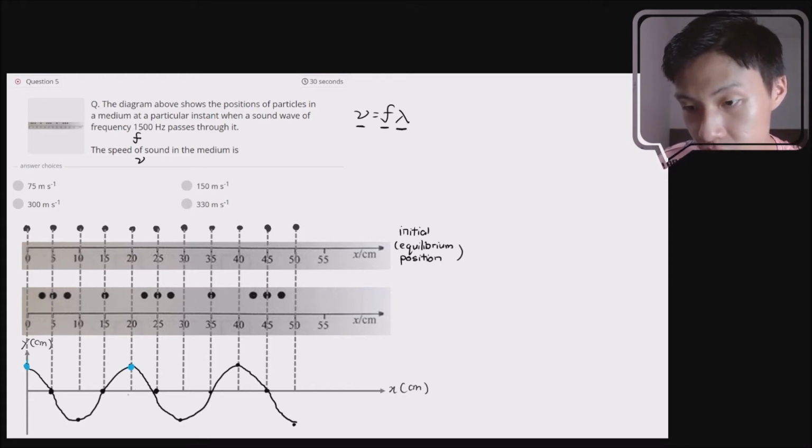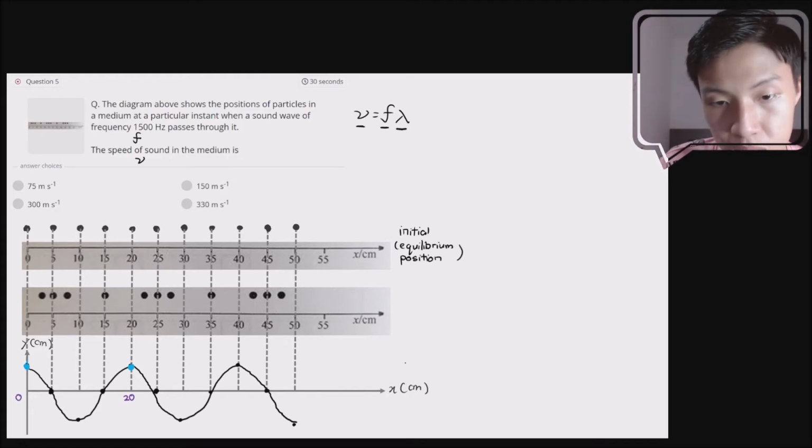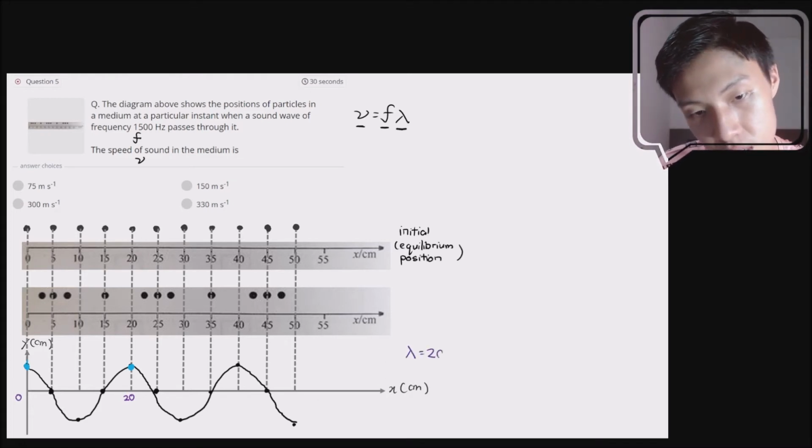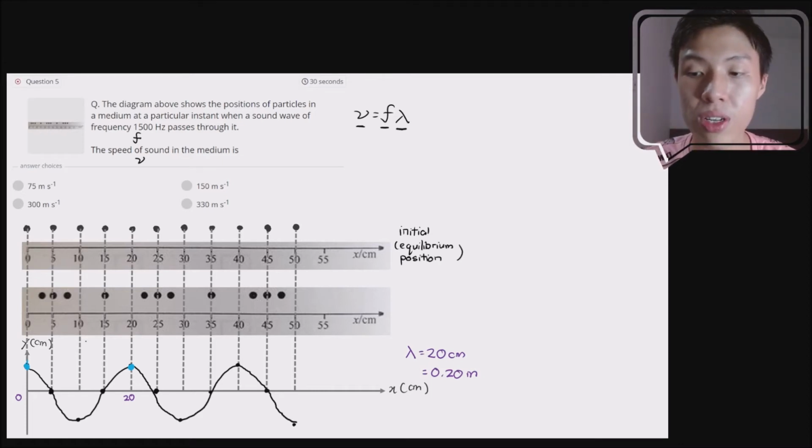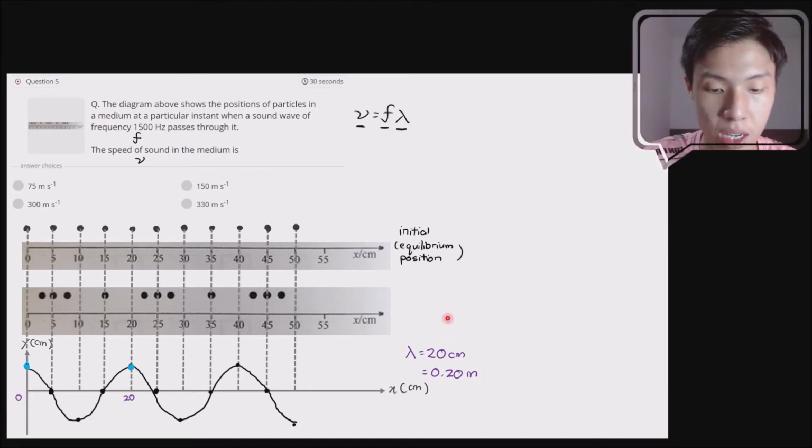I believe the distance here should be, this is 20, this is 0. So we know that our lambda will be equal to 20 cm, or in meters, 0.20 meter. You can take any other two consecutive points that are in phase, for example between this point and this point. It's up to you. For me, 0 is easy to subtract, so 20 minus 0 is 20. So it's 0.20 meter.